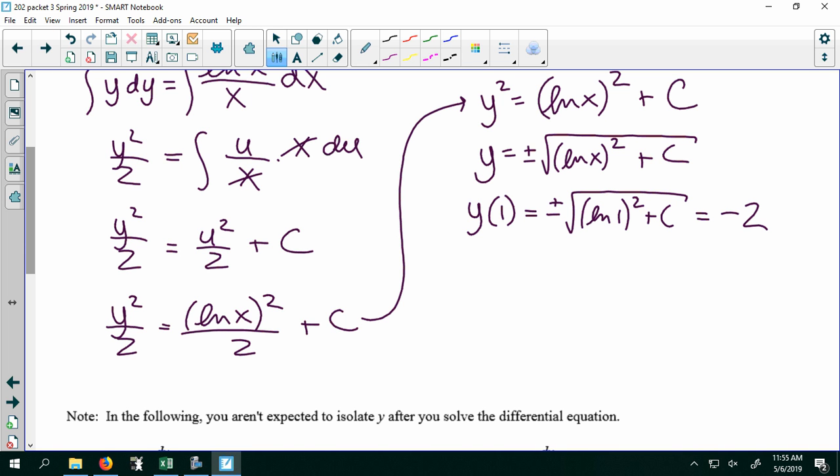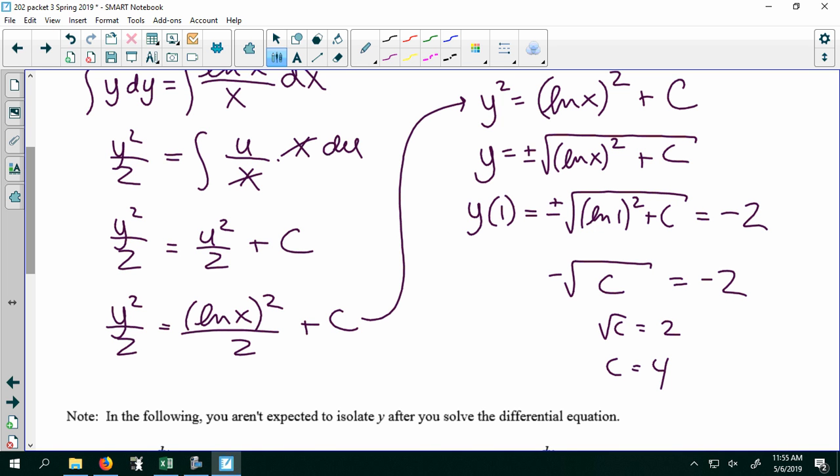Okay, it must be the negative square root then. I need the negative of a square root to equal -2. So it's got to be negative. And the ln of 1 is 0. So this is negative the square root of c is supposed to equal -2, which means that c has to be 4, right? So this says that square root of c has to equal 2, which means that c has to equal 4.